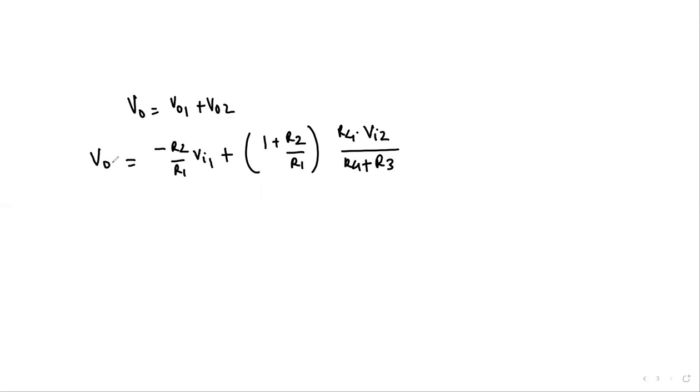That is your final output. And we know that VO is nothing but what we want, the difference multiplied by the gain, that is VI1 minus VI2. Okay, that's how we can have this expression. We can try to write it like this.